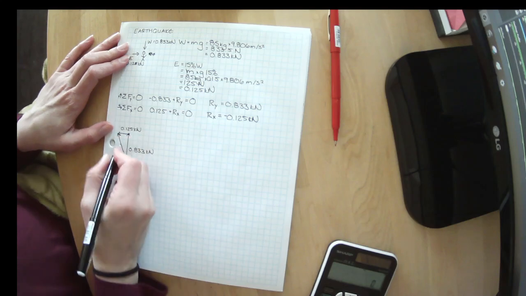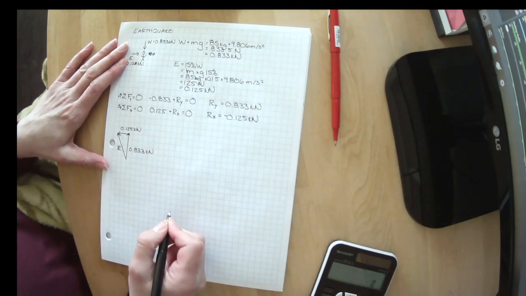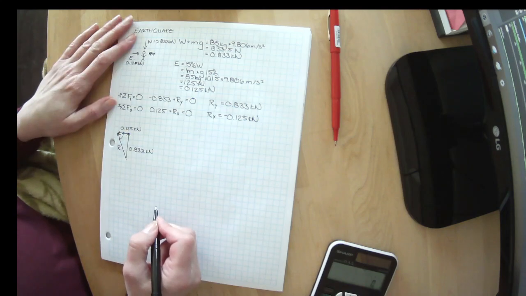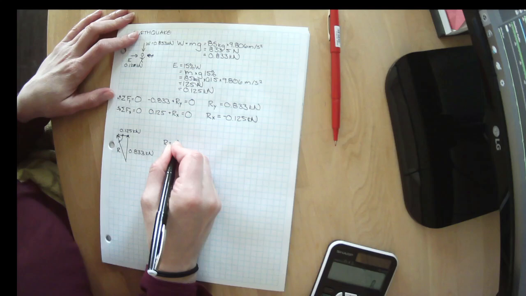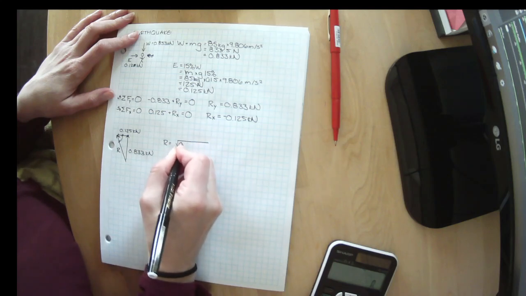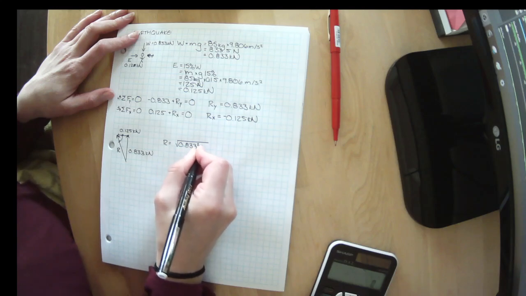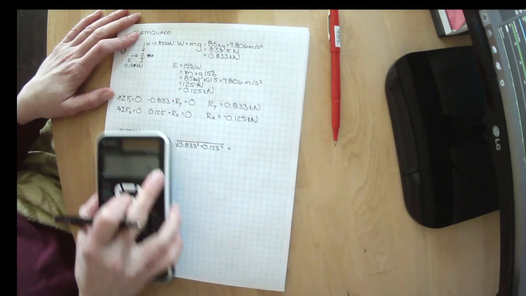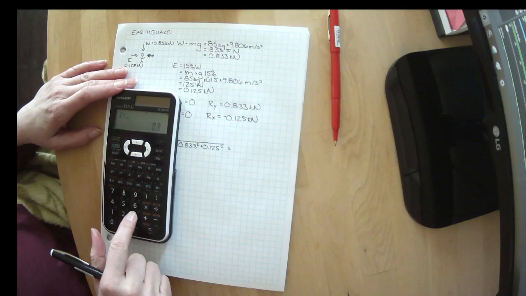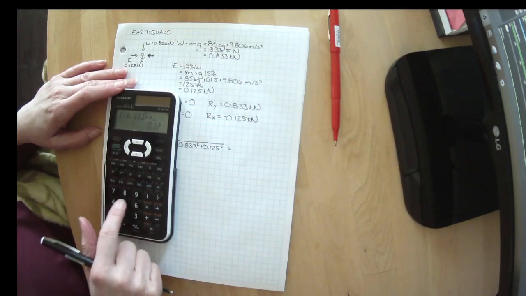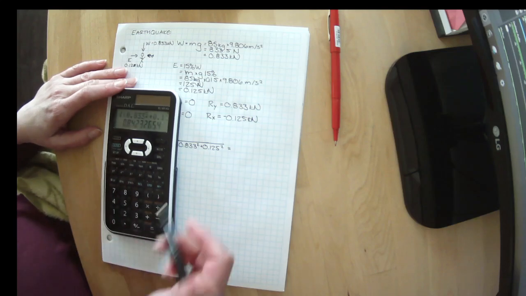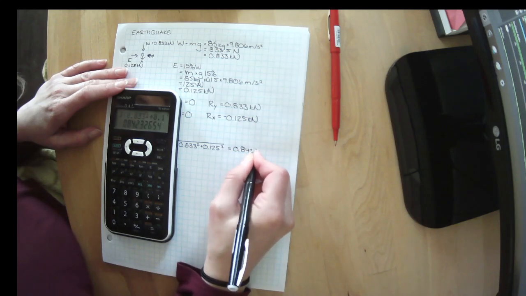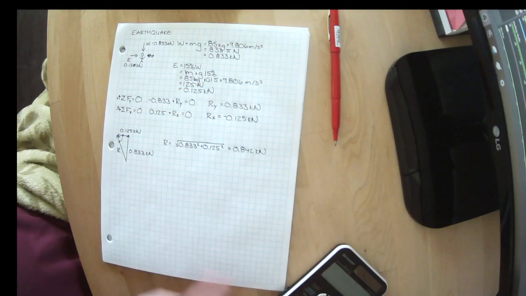We draw tip to tail here. Our total reaction we can figure out by using the square root of the sum of the squares, where our reaction can be the square root of 0.833 squared plus 0.125 squared, or 0.842 kilonewtons.